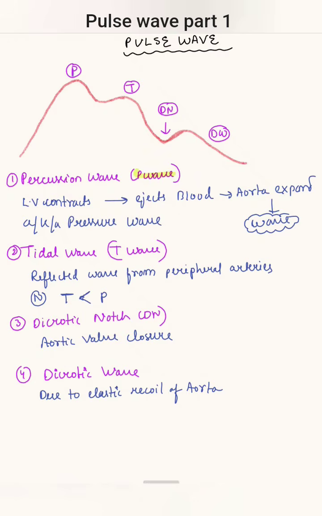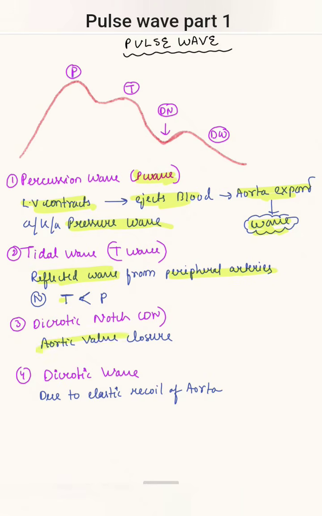Let's see, percussion wave. This is the P wave. It is because of LV contraction. It ejects blood, the aorta expands, and this will create a wave. This is also known as the pressure wave. Now the tidal wave is actually the reflected wave from the peripheries. It is always smaller than the P wave. Now what is the dicrotic notch? It is because of the aortic valve closure. And what is the dicrotic wave? It is due to the elastic recoil of the aorta, and this is because of the Windkessel effect.